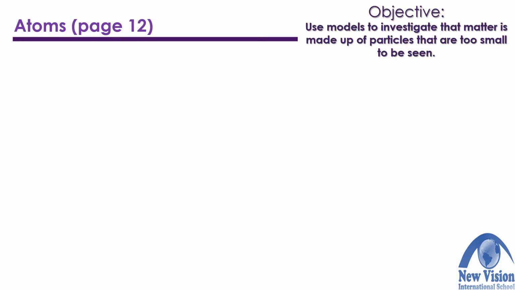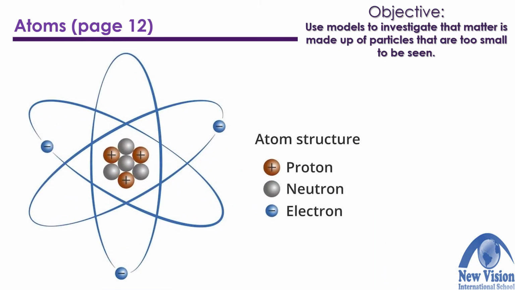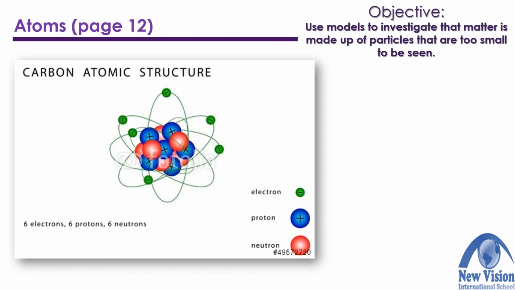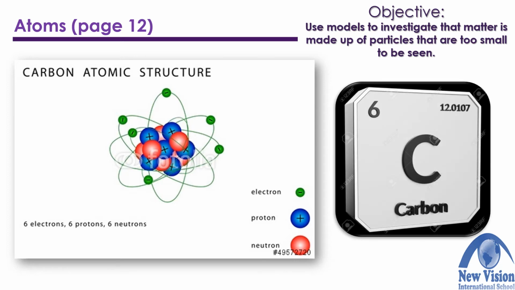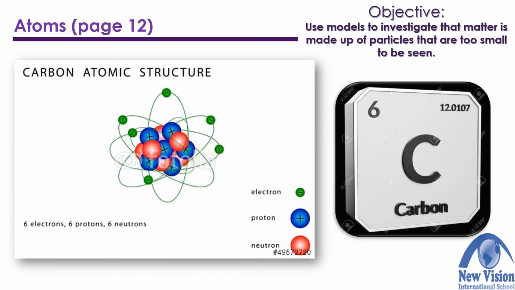The atoms of each element are different from the atoms of other elements. However, the atoms of all elements have something in common. They are made up of the same three types of particles: protons, neutrons, and electrons. The number of protons determines what element an atom will be. For example, an atom of carbon always has 6 protons. No other element has atoms with 6 protons. As long as an atom has exactly 6 protons, it will be an atom of carbon.